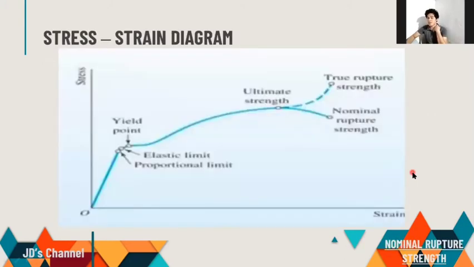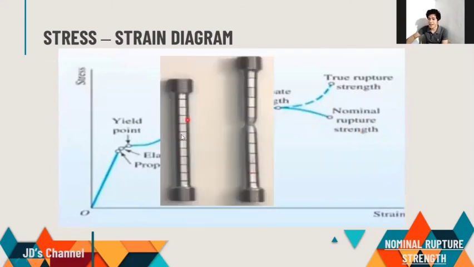Okay, so the last two. Here, class, we have two events. Under the ruptured strength, we have the nominal and the true. So for nominal, this is the part where the material has already fractured. So naputol na siya. So parang ito. This is the original, class. So under tensile force, given that the tensile force is increasing, it fractures in the middle.